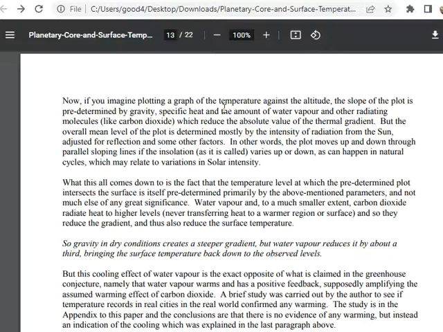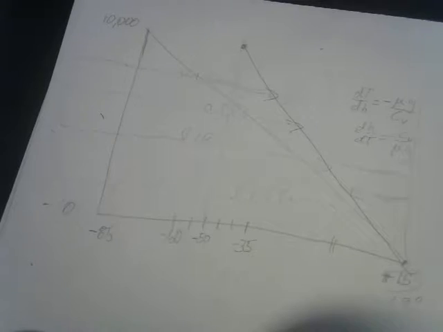And he actually says right in here, the amount of water vapor and other radiating molecules like carbon dioxide reduce the absolute value of the thermal gradient. So basically right there, he just said it. He just said that carbon dioxide does what I just said.